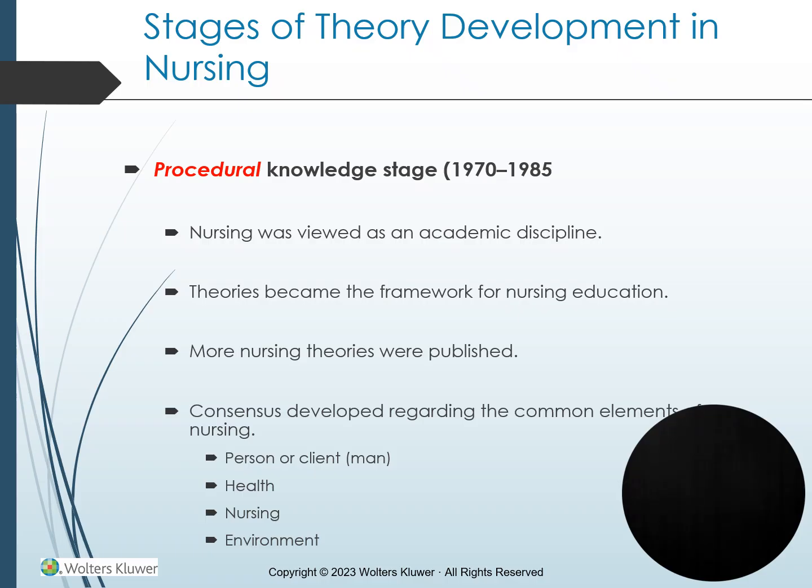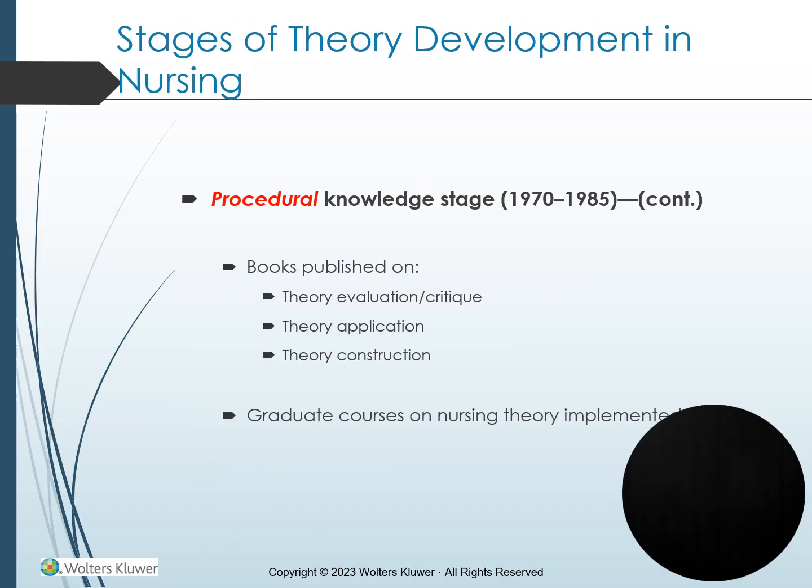What was nursing? We had this consensus that things like person or client, health, nursing, and environment, these concepts began to become common elements within our field of nursing. We then moved further in the procedural knowledge stage, where books were starting to be published as well. We had books that included the evaluation and critiquing of theories, the application of theories, and the construction of theories.